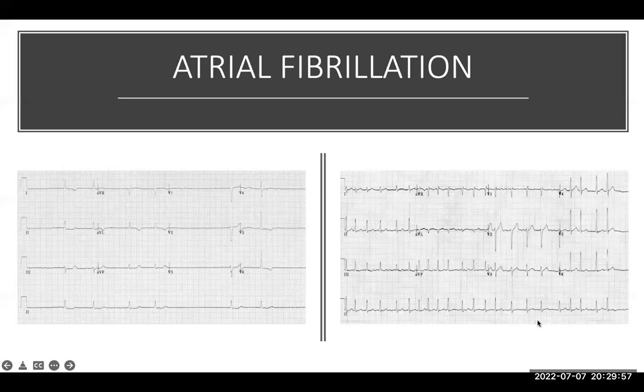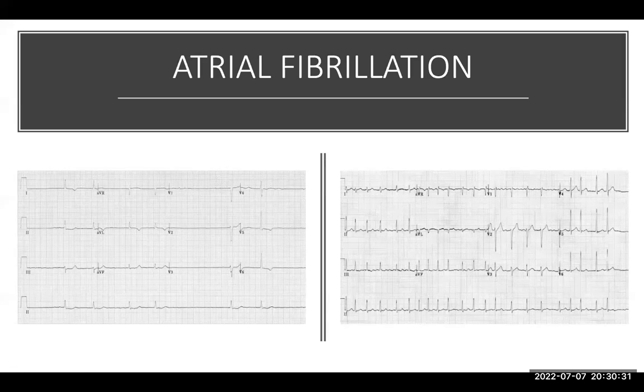Like this patient, if you want to calculate the rate, you just say 1, 2, 3, 4, 5, 6, 7, 8, 9, 10, 11, 12, 13, 14, 15, 16, 17, 18, 19, 20, 21, 22. 22 times 6, 132 roughly. So the rate here is 132. Here, it's 1, 2, 3, 4, 5, 6. 6 times 6, 36. So this patient has atrial fibrillation, but with slow ventricular rate. This patient has got atrial fibrillation with fast ventricular rate.